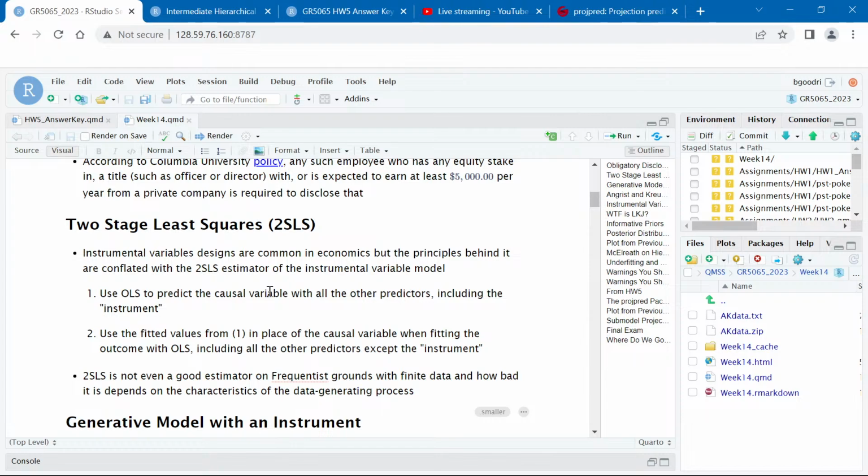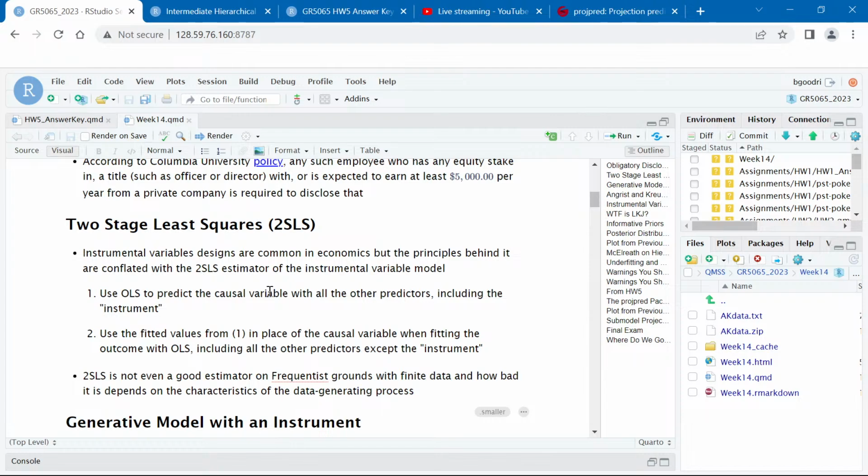It's extremely common in economics. It is probably the plurality, definitely the plurality, maybe even the majority of empirical papers in economics using two stage least squares, and part of the reason for that is that it has a relatively simple procedure that is implemented in essentially all software, which is you use ordinary least squares to make predictions for the causal variable that you're trying to estimate the treatment effect of.